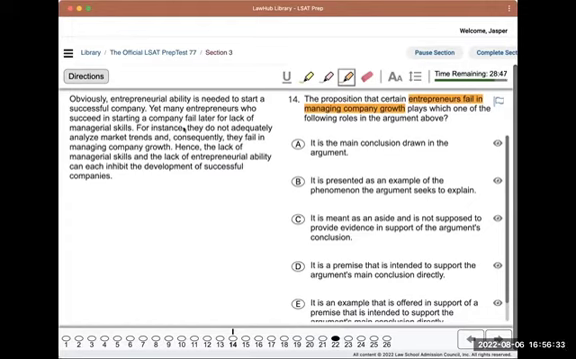Where is this? Fail later. Okay, so that is interesting. Many entrepreneurs. So they fail later for lack of managerial skills, for instance. So this is a for instance, right? This is an example that they fail in managing company growth.